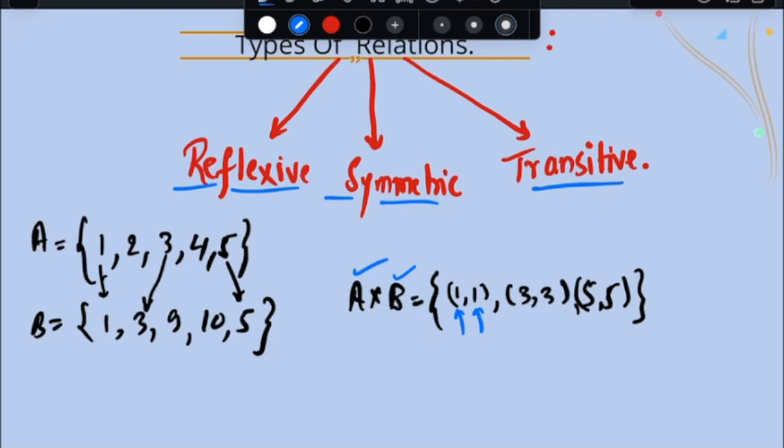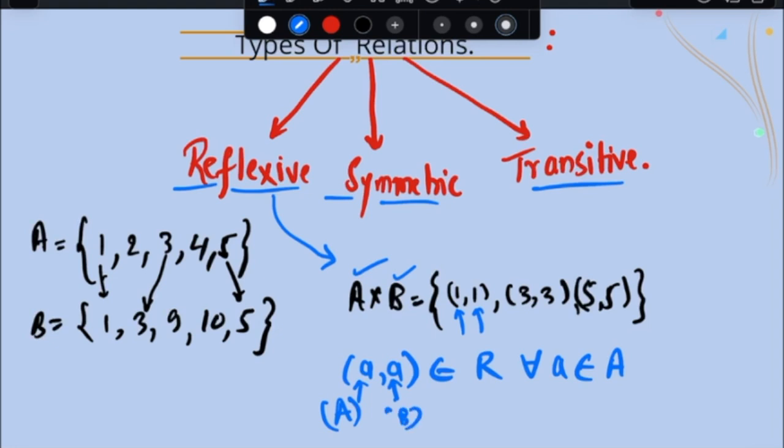So such type of relations are known as reflexive relation. So if A comma A belongs to the relation for all A belongs to A, these type of relations are known as reflexive relations. This is the element taken from set A, this is the one taken from set B, and both the elements should be same.